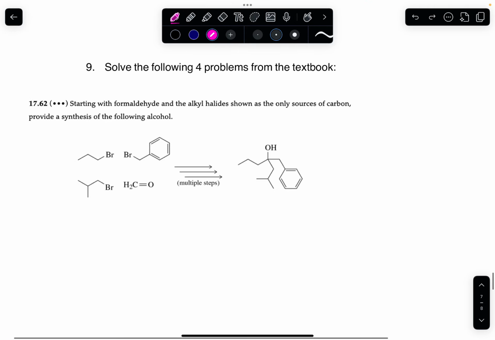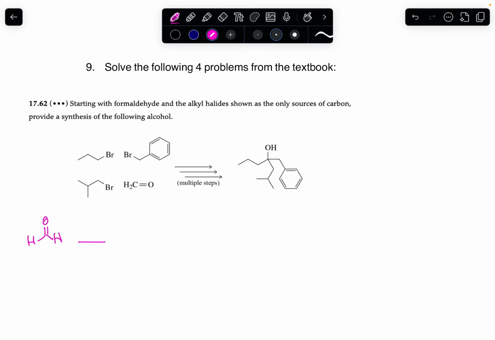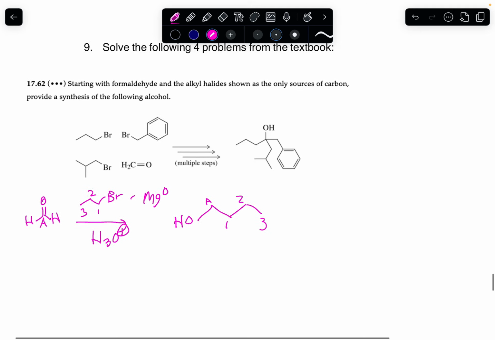All right, now it's on to the textbook problem. Starting with these as the only source of carbon, provide a synthesis for the following alcohol. One thing we might notice is that we have this formaldehyde, a carbonyl. We can probably take one of our bromine-containing molecules and form a Grignard reagent with it. That will go ahead and form 1, 2, 3. So we have carbon A from the formaldehyde, and then we have 1, 2, 3.